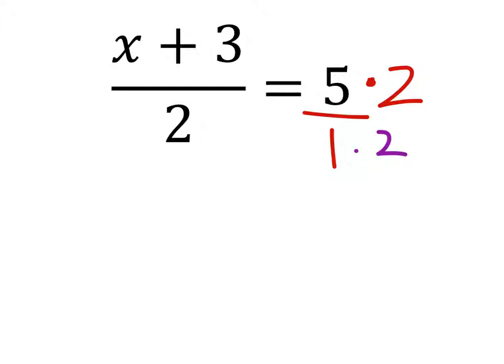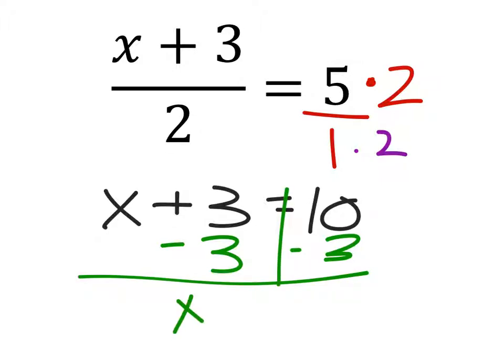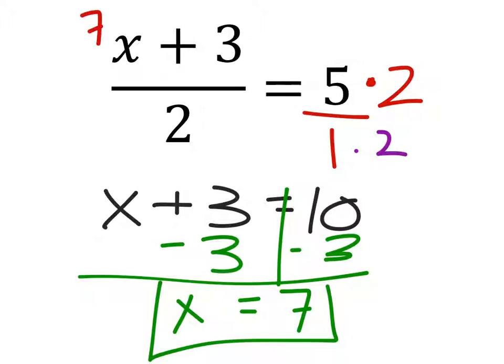Once we have common denominators, then we can ignore them and make this x plus 3 equals 10. And then, yes, we would subtract the 3 from both sides of the equal sign, and we get x equals 7. Well, let's check then. Does (7 plus 3) divided by 2 equal 5? Yes. Because that'd be 10 over 2, which is 5.